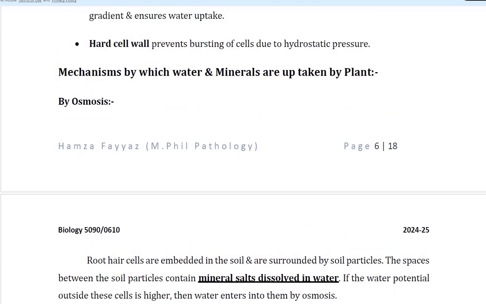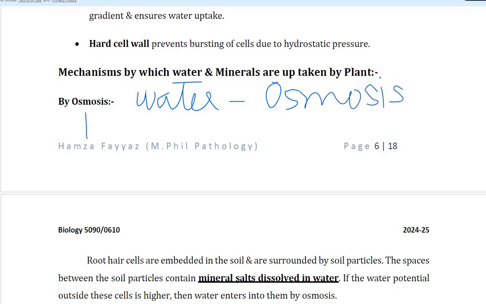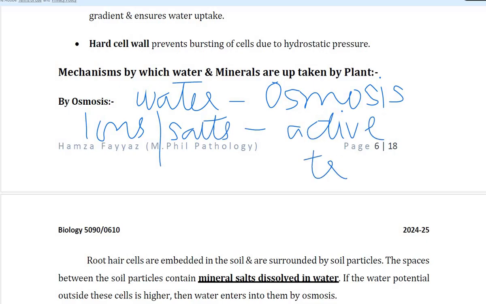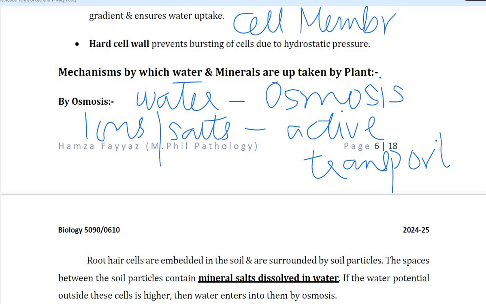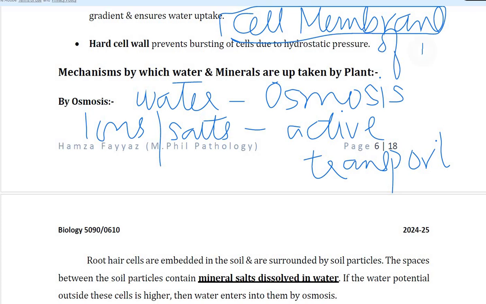We have discussed this in the movement chapter also. Water will be absorbed by osmosis, and ions or salts will be absorbed by active transport. And all this absorption will occur through the cell membrane of a root hair cell.